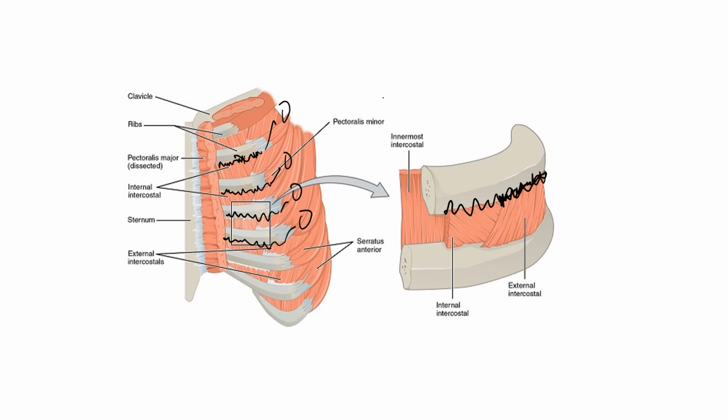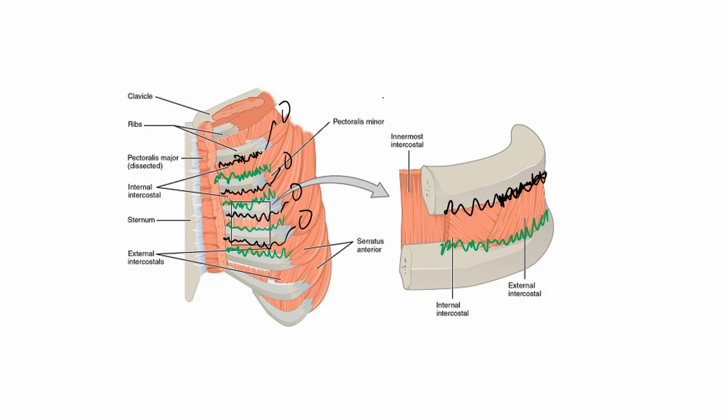All right, so where is the insertion of the external intercostal muscles? How about we do this in green? The external intercostal muscles, highlighted in green here, are going to insert onto the upper border of the lower ribs.